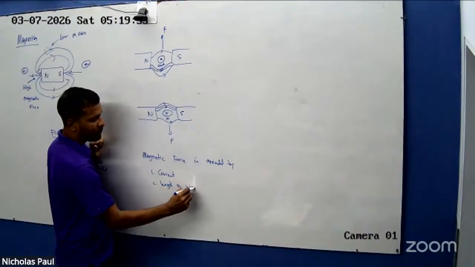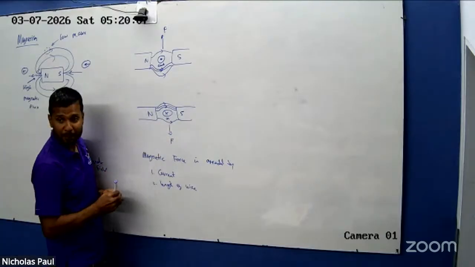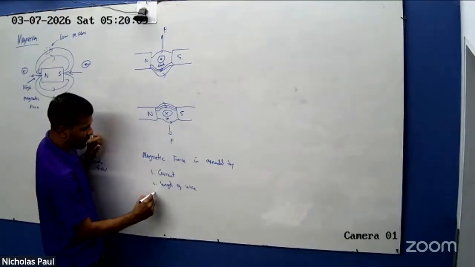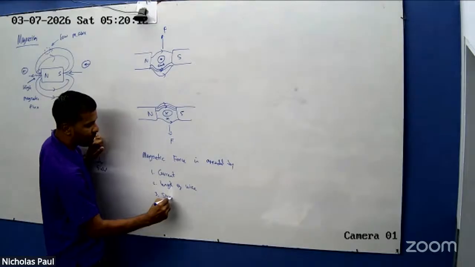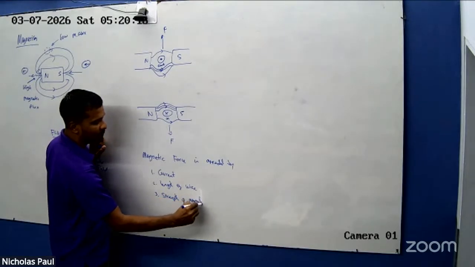Now you have current there already. What else? I want to make the force on that larger. So the strength of the magnet. Right? So I can make the magnetic field stronger. So I could say strength of the magnetic field.